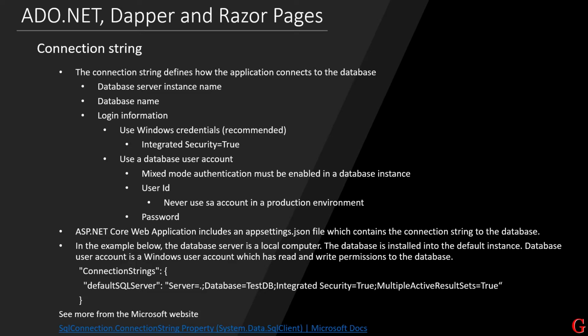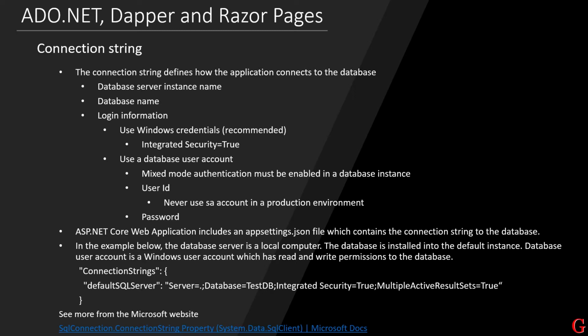First, you need at least one connection string before you can connect to the database. The connection string must contain the database server instance name, database name and login information. If the database is installed to the default instance, the instance name is same as the computer name.